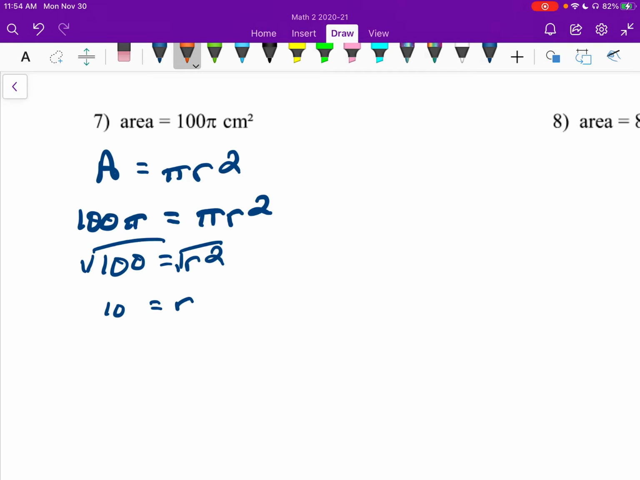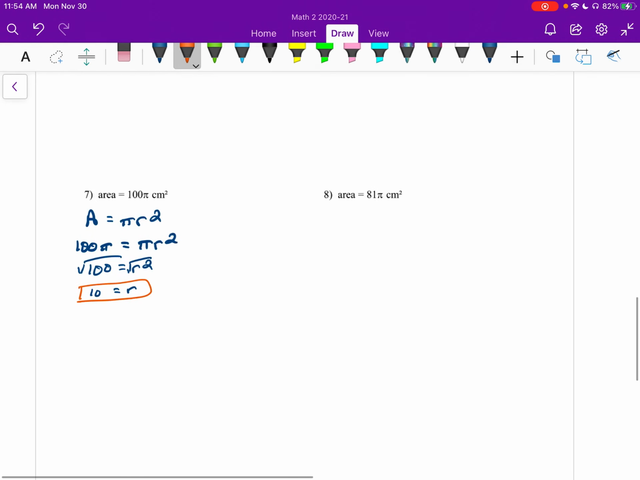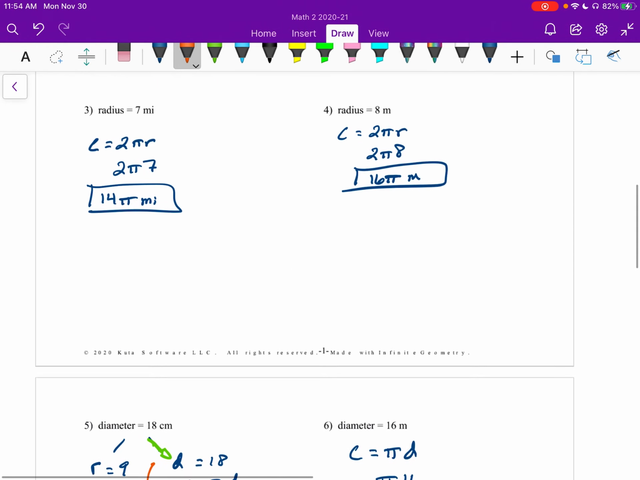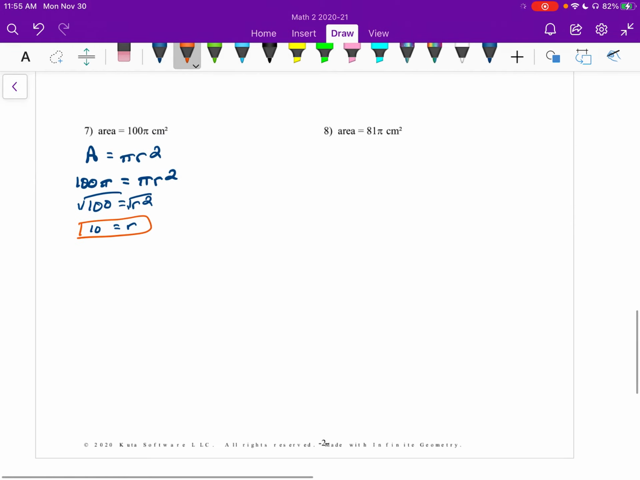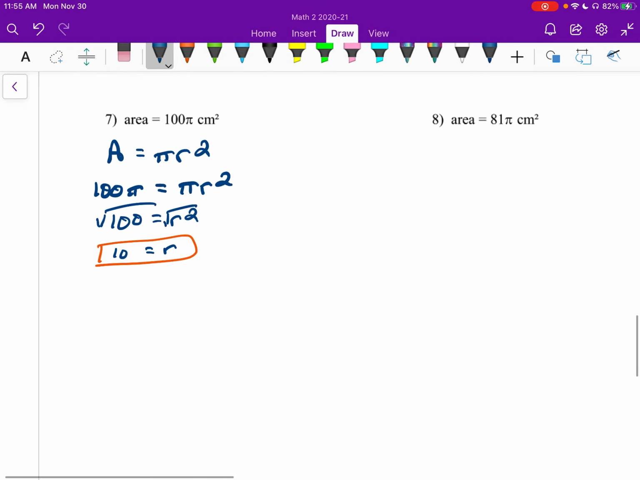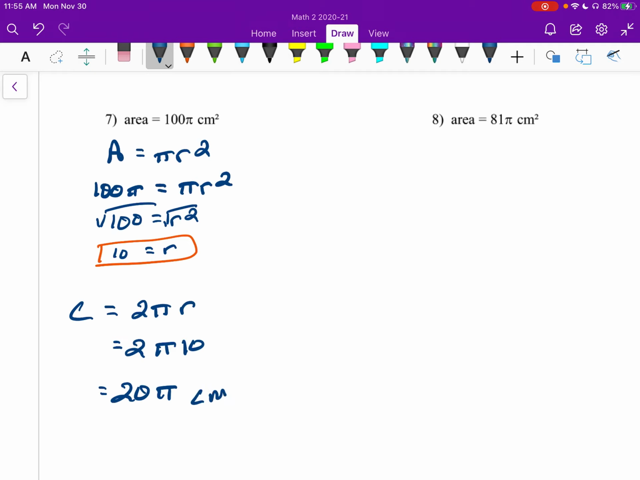So now it's like we have two problems in one. We could say that's our answer, quote unquote. And now we go about it like number 3 or 4, where we're given the radius. So here, our radius is 10, so our circumference is 2 pi r, 2 pi 10, 20 pi. And my units are centimeters.